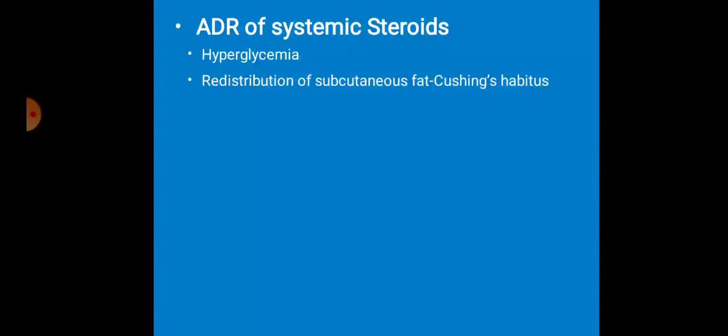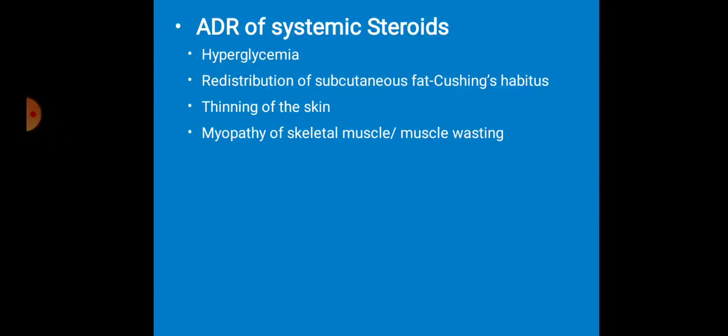Second, it redistributes the subcutaneous fat, leading to Cushing's habitus. Hope you remember fish mouth, buffalo hump, and moon face. Thinning of the skin due to the breakdown of protein, muscle wasting and myopathy, again due to the effect on protein metabolism, and osteoporosis, especially of spongy bones. Hypertension and fluid retention are mainly observed with corticosteroids which show more mineralocorticoid activity.